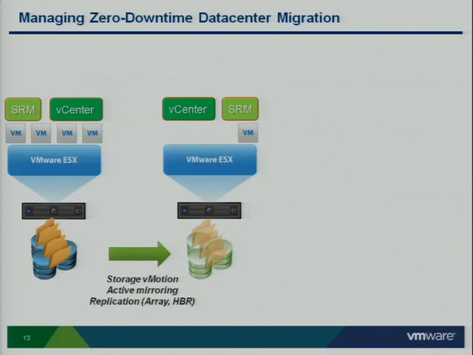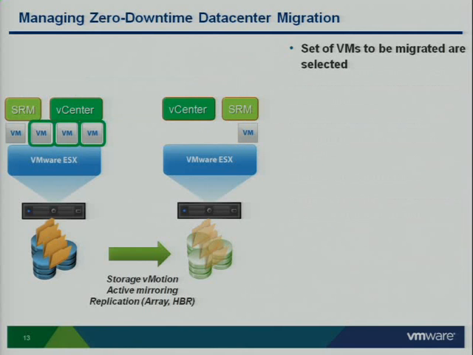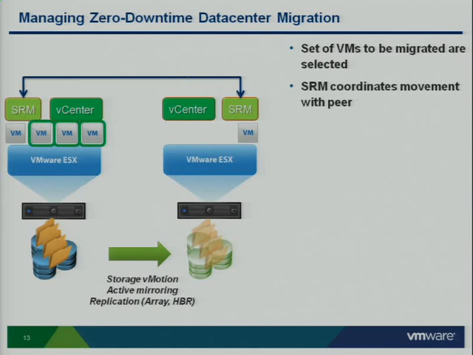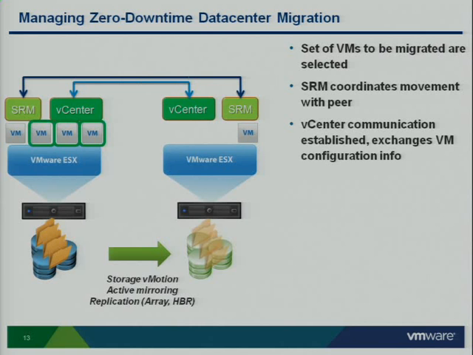So what would start happening? If you take a look at a standard migration, you may select a set of VMs that you want to migrate. The next thing that happens is SRM coordinates movement with its peer. They agree and say, by the way, I'm going to send you 3 VMs. Then the vCenters start communicating based on SRM direction, and exchange the virtual machine's configuration info.